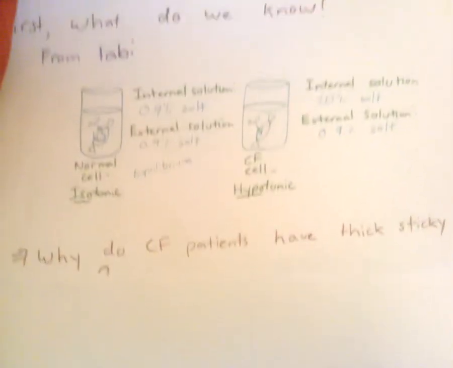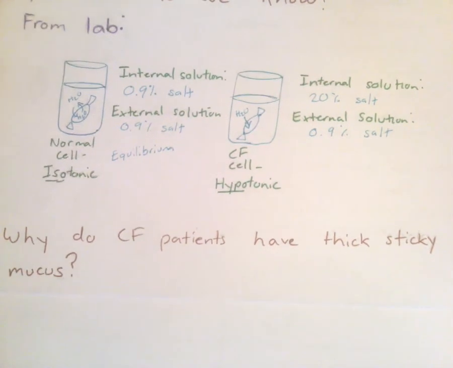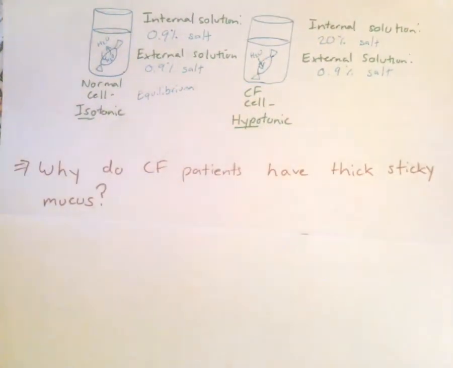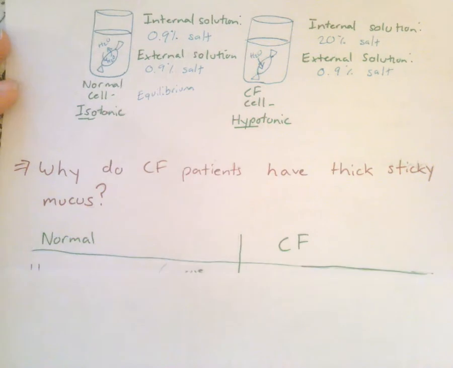We also know that cystic fibrosis patients have this thick and sticky mucus, but we really want to know why. What is it that's causing that to happen? We're trying to make this connection between what we did in our lab and what's going on with these cystic fibrosis patients, and that thick, sticky mucus that gets trapped in their bronchial tubes in their lungs and is really hard to eject or really hard to cough up.